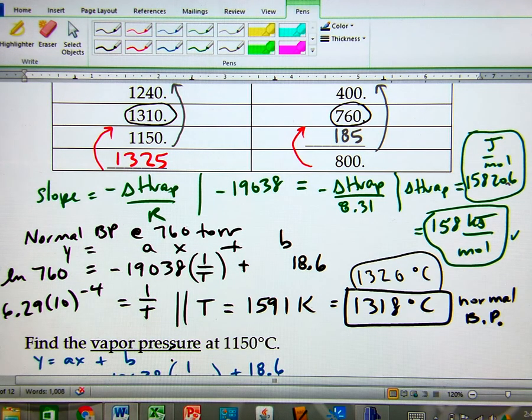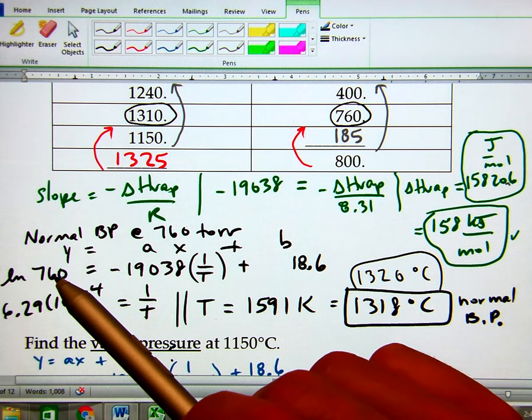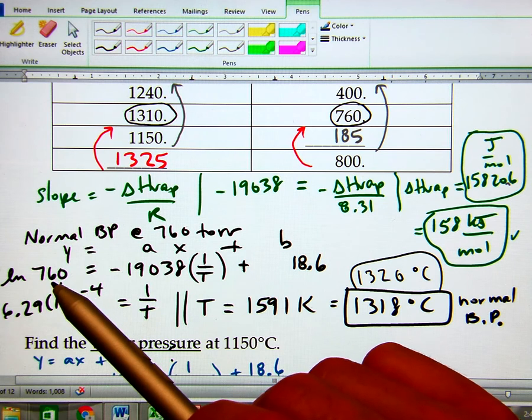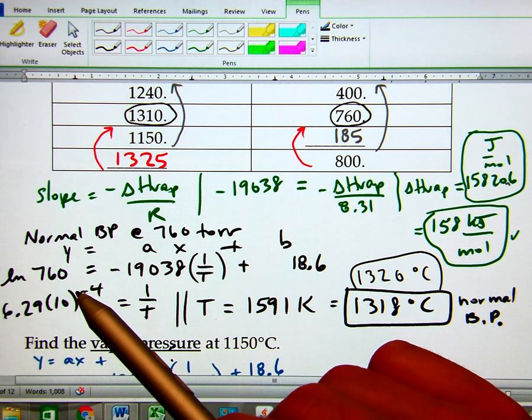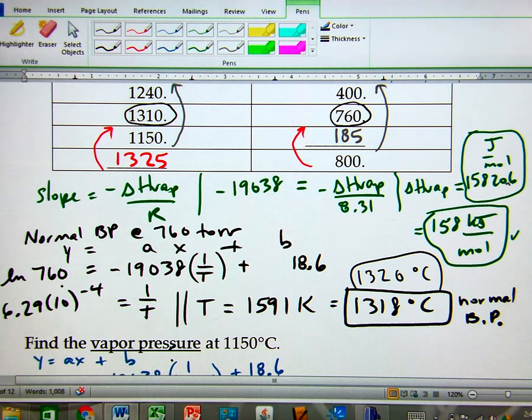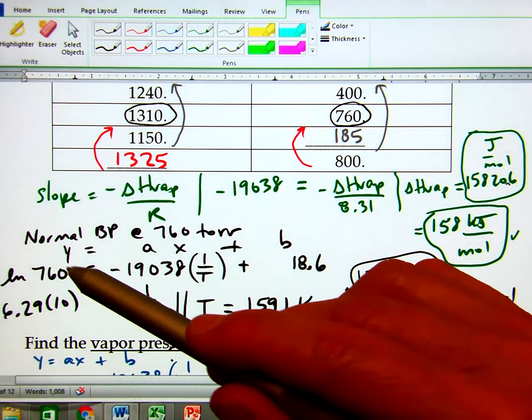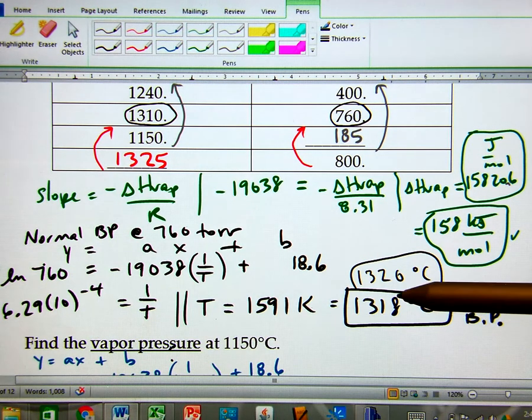So to find the normal boiling point, you just plug in the regular atmospheric pressure in the correct unit. If this had been in atmospheres, you'd want to put a 1 here. If this were in kilopascals, you'd put a 101.3. Torr and millimeters of mercury is 760, and you solve for the T, and that is the normal boiling point.